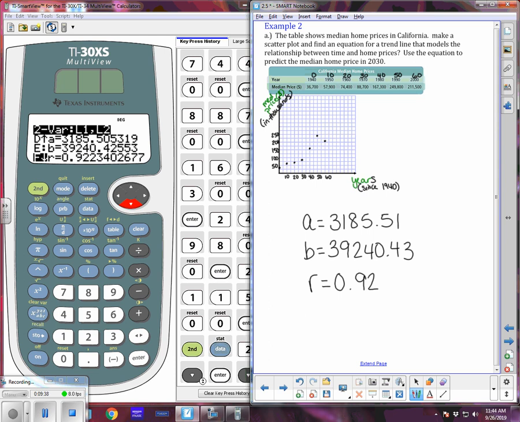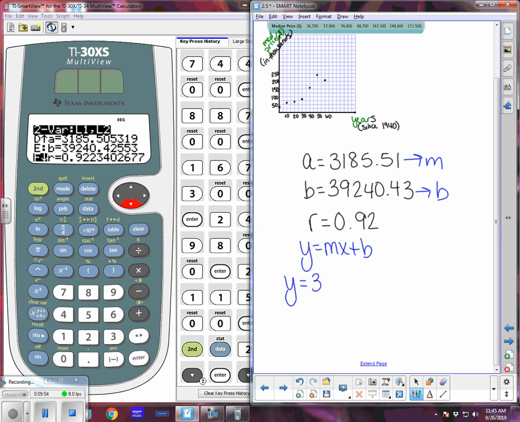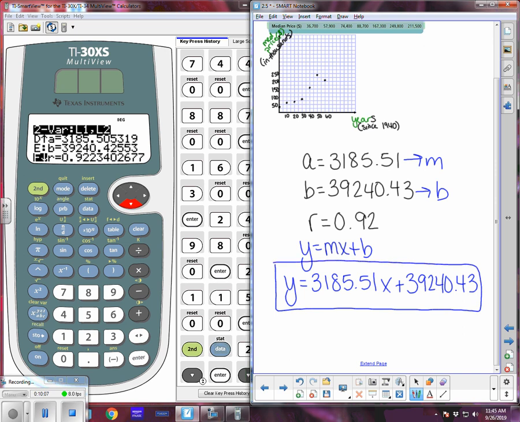So when they want a line of best fit or a trend line, it's actually y equals mx plus b. But this a value is your m, and this is actually your b. So if we plug those into y equals mx plus b, our equation ends up being y equals 3,185.51x, it's mx, plus 39,240.43. This is the best line that they can find for the data. You don't have to do it by hand. It's a really gross process.